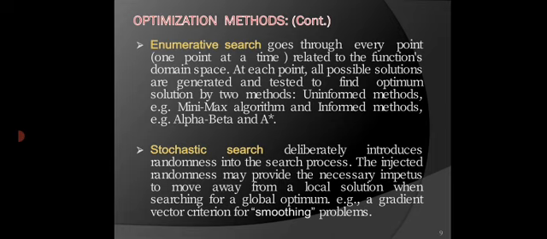Enumerative search goes through point to point related to the function's domain space. At each point, all possible solutions are generated and tested to find the optimal solution. So in enumerative search, there are two methods. Uninformed methods means minimax algorithm. Informed methods means alpha-beta or A star methods. Next is stochastic search.